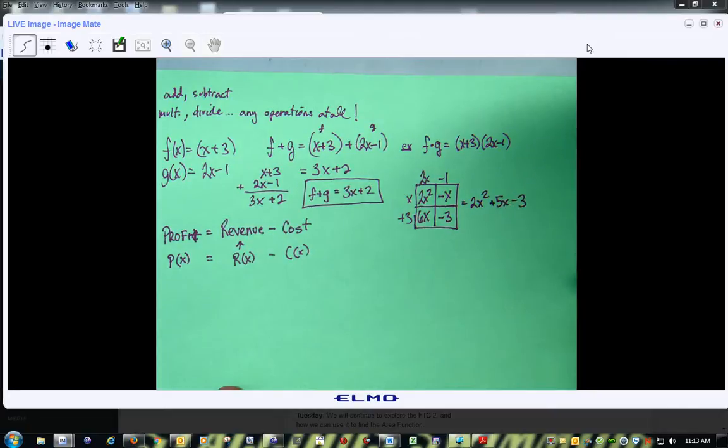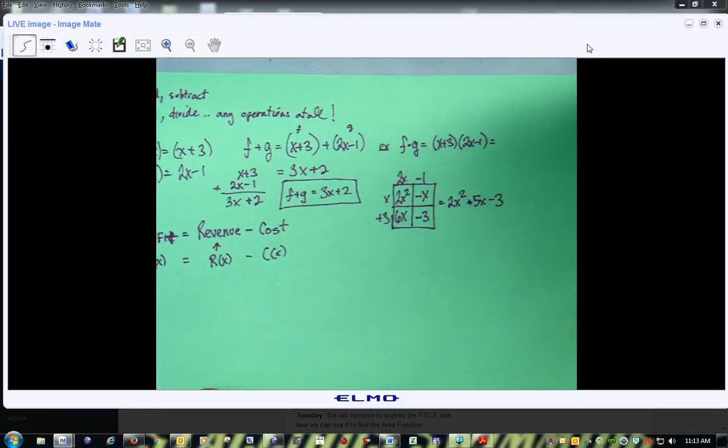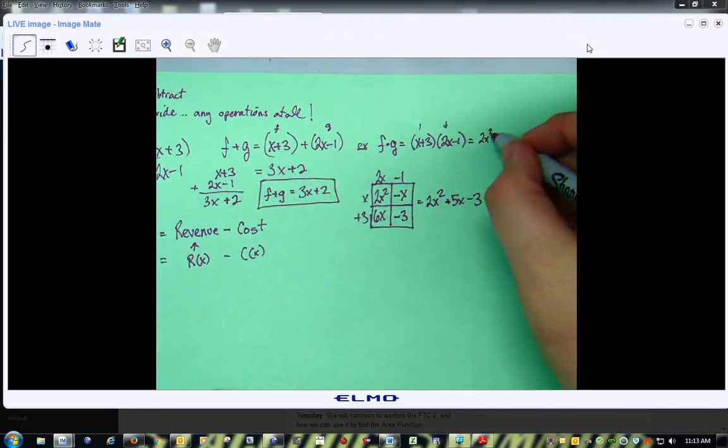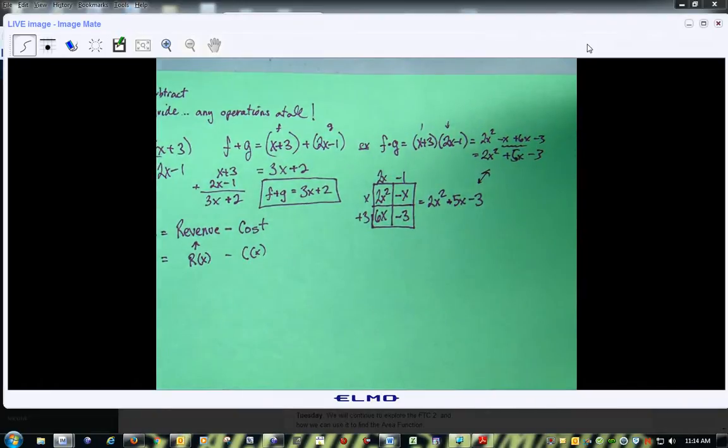You could have FOILed. If you FOIL, you do the first terms, which would be 2x squared. Then you do the outer terms, that's negative x. The inner terms, plus 6x. The last terms, that's minus 3. Then you add those together: 2x squared plus 5x minus 3. Hey, look, same thing. So does it matter? No, doesn't really. If you don't like that way, there's always this way too.